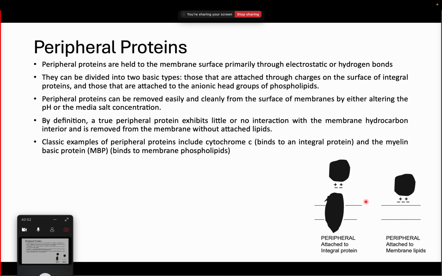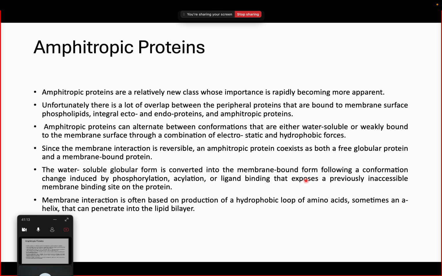So what it is saying is that there are two different types of peripheral protein. One that gets attached to the integral protein, which we want to discuss in the coming slide. This will be a peripheral protein, and the one protein which is directly attached to the membrane lipid will also be a type of peripheral protein because it is associated with the periphery of the membrane, as the name suggests. Okay. Next type of protein is called amphitropic proteins.